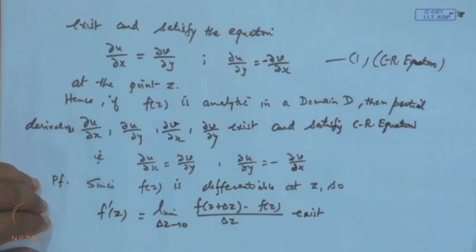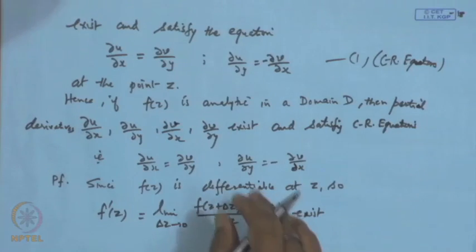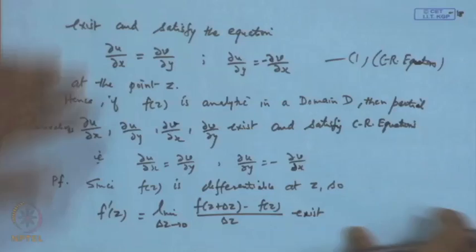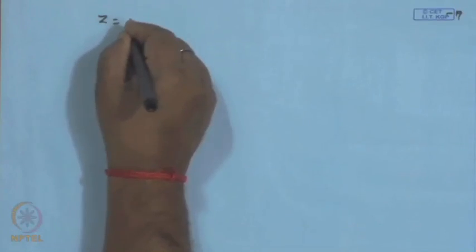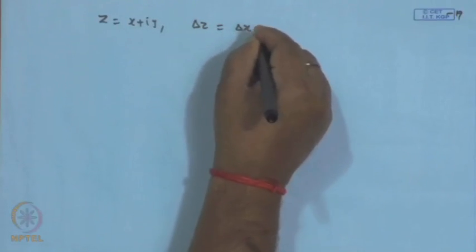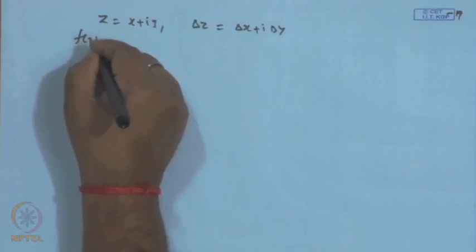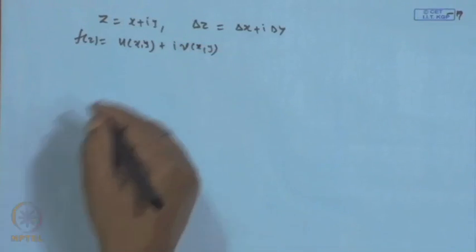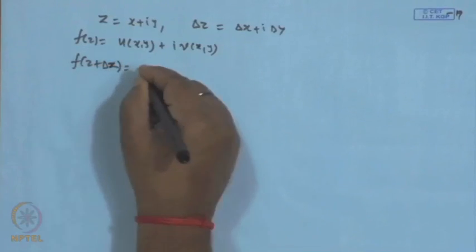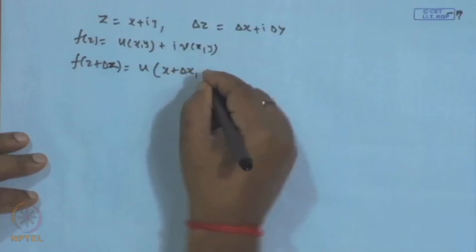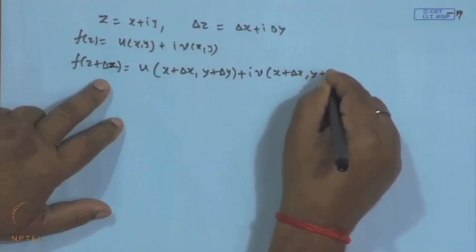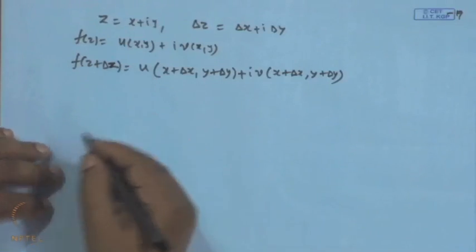Now, f(z) we are taking to be u + iv. So z is x + iy, and Δz is Δx + iΔy. So f(z) is u(x,y) + i v(x,y), and then f(z + Δz) is u(x + Δx, y + Δy) + i v(x + Δx, y + Δy), in a similar way. So now let us substitute it.